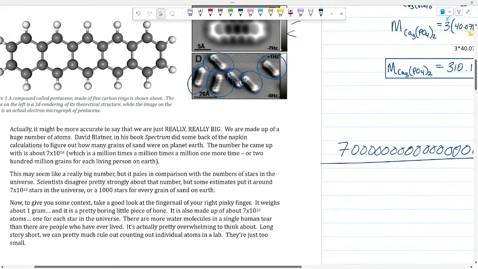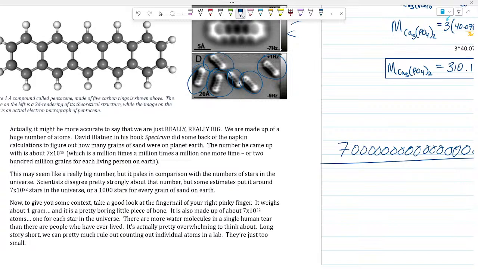Just to give a sense, that is a million times a million times a million times a million again times 7. And that means that every person on Earth, and remember there's about 8 billion people on Earth, could all have 200 million grains of sand all to themselves. A lot of sand, right?